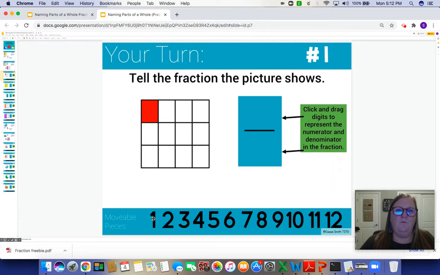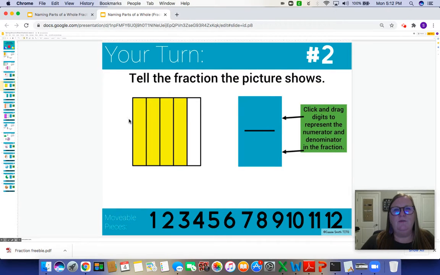So how many pieces are shaded or colored in this fraction to the left? There is 1. So you're going to take the 1 and drag it up here. And how many total pieces? That's the denominator, goes in the bottom. You can count 1, 2, 3, 4, 5, 6, 7, 8, 9, 10, 11, 12. So the answer would be 1/12.